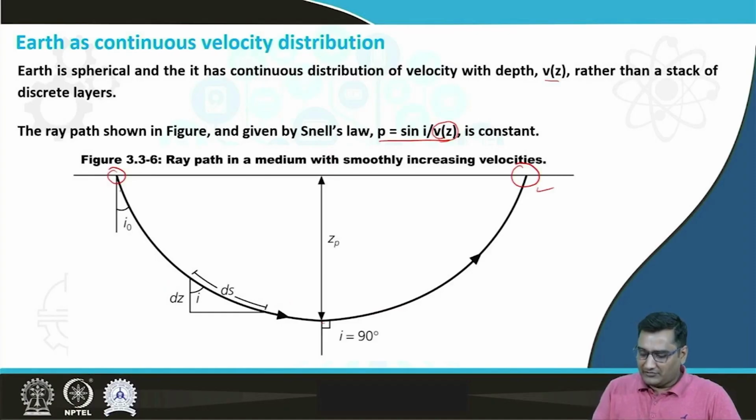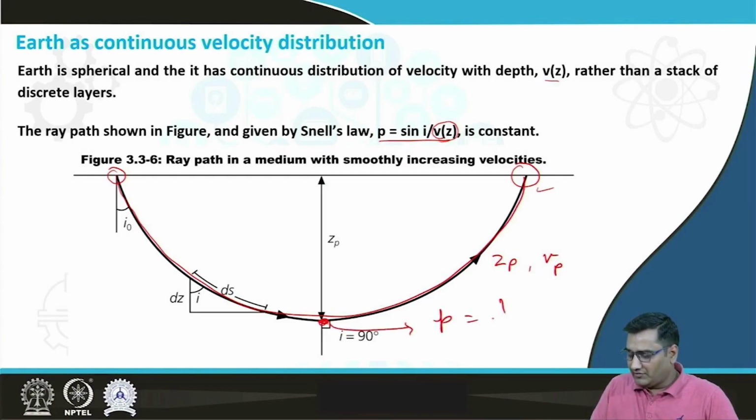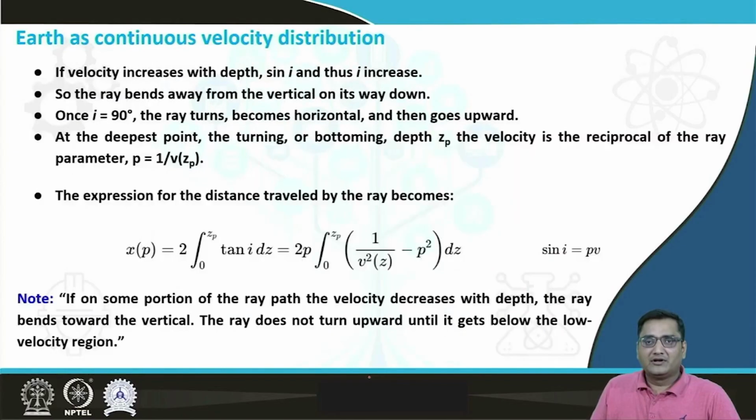So the path of the ray will be something like this, and the depth at which it bottoms out is given by Z p, and the velocity is V p if we consider it at this point. Then the ray parameter at this point will be p is equal to 1 by V p, because the incident angle is 90 degrees at this particular point.